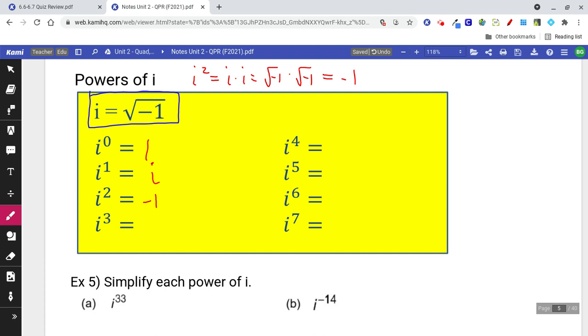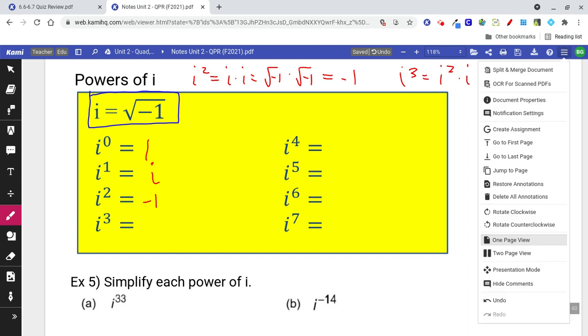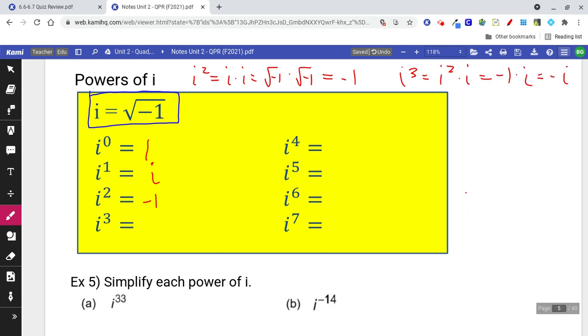i cubed, we can think of that as i squared times i. And if i squared is negative 1, we just learned that, times i, you get negative i. So i cubed is negative i. Those 4 right there are really important. You got 1, i, negative 1, negative i, because they just keep repeating that pattern.